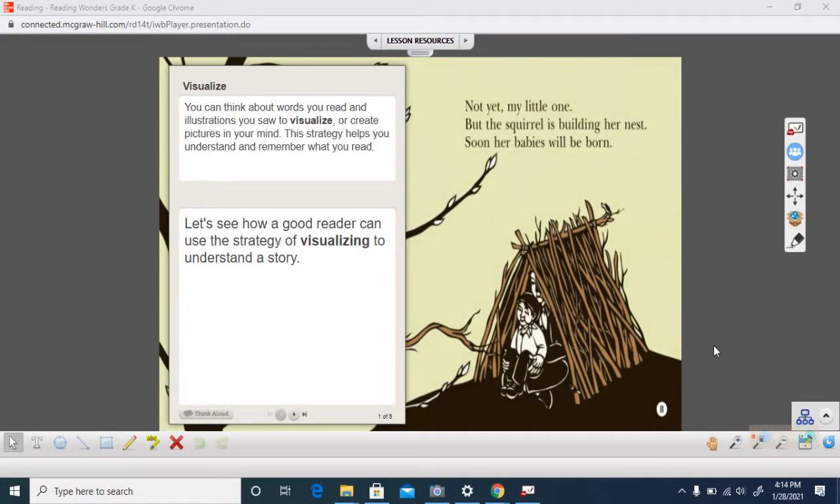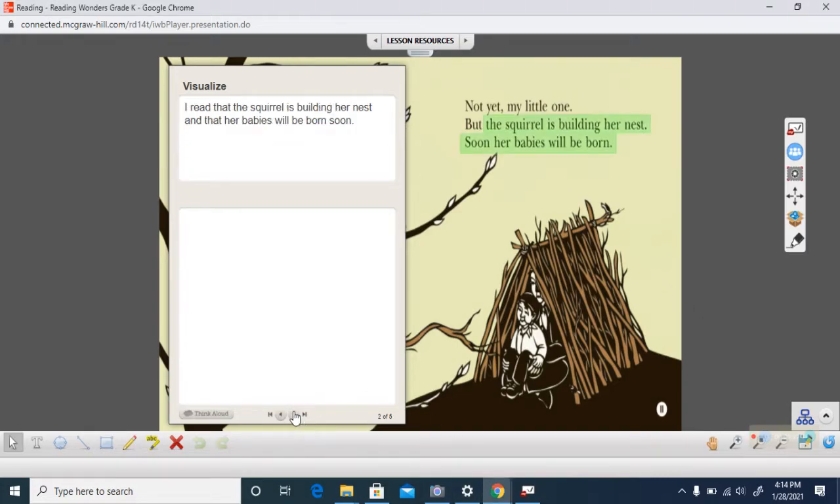We are going to talk about a reading strategy now, and this is a new reading strategy. We are going to talk about how we can visualize. When you think about words that you read and the illustrations you saw to visualize or think about pictures in your mind, this strategy helps you to understand what you read. Let's see how a good reader can use the strategy of visualizing to understand a story.